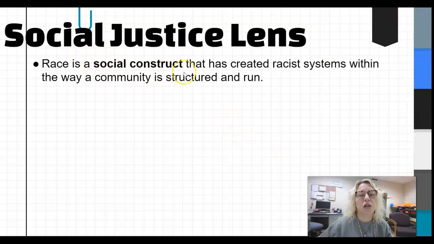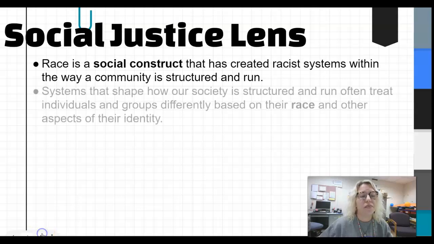Race is a social construct that has created racist systems within the way a community is structured and run. We don't have to be racist as humans. We have chosen to be that way, unfortunately. Our ancestors, our predecessors, have created this racist society that we live in. Now that we understand that, it's our job to act as anti-racists to try to stop white supremacy.